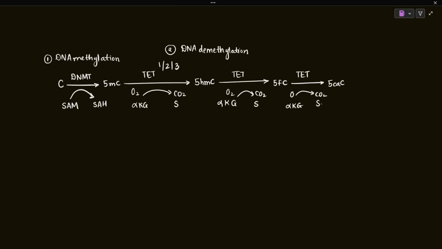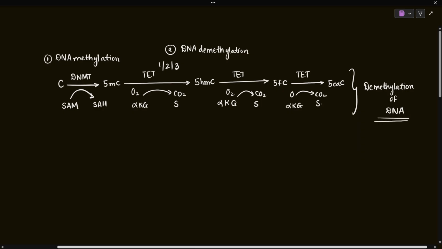This is what we have learned till now. 5-hydroxymethyl cytosine, 5-formyl cytosine, and 5-carboxyl cytosine are the markers of demethylation of DNA. So let's take a look at the different TET proteins.